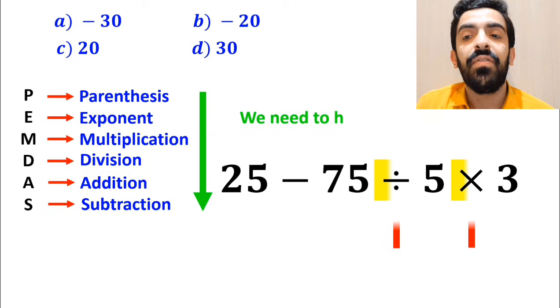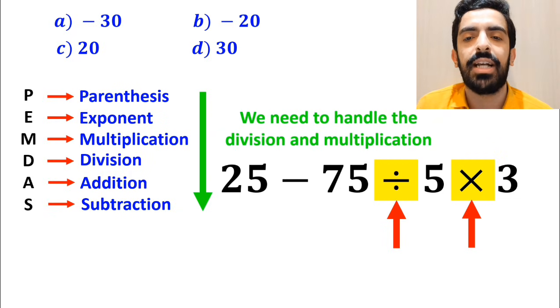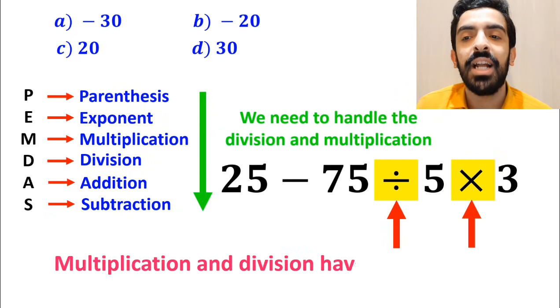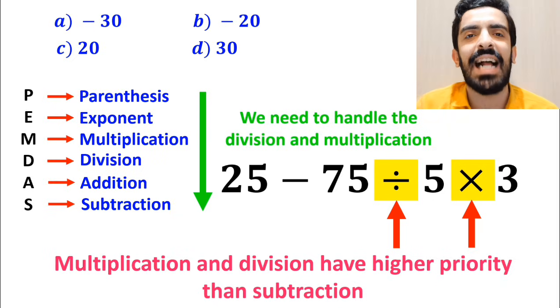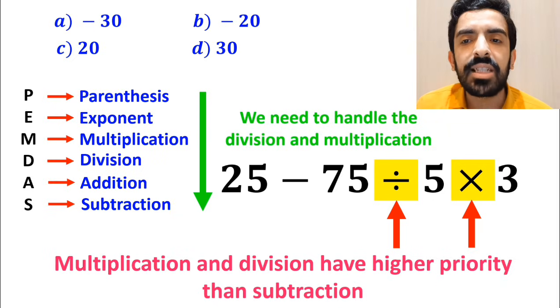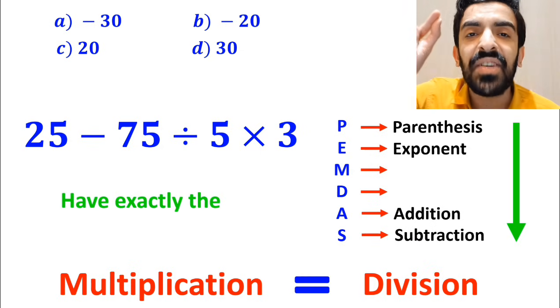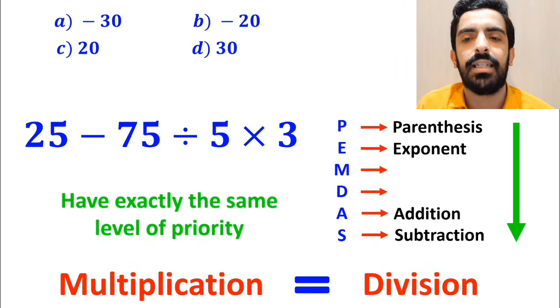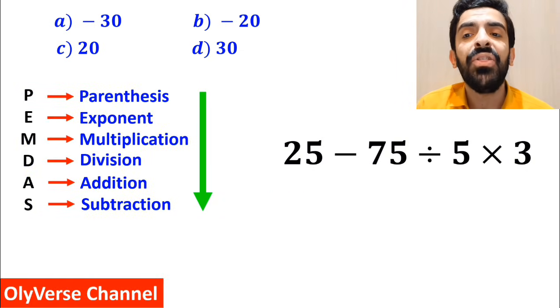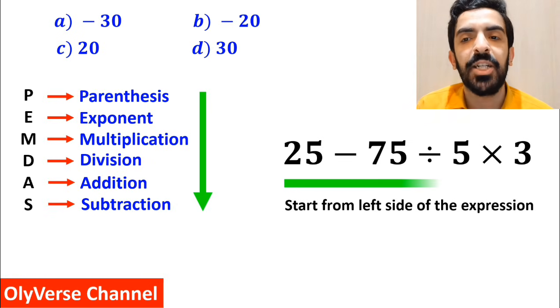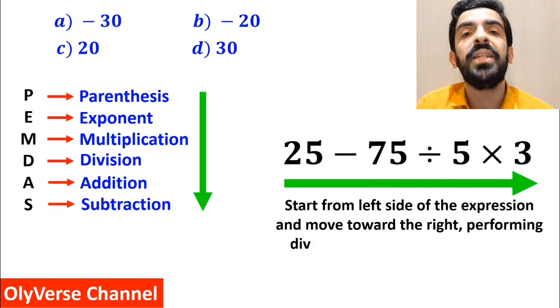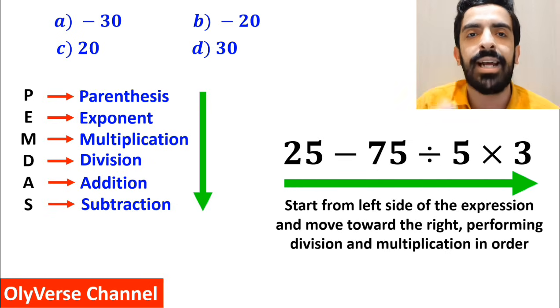Next, we need to handle the division and multiplication, since multiplication and division have higher priority than subtraction. However, it's very important to note that in the PEMDAS rule, multiplication and division have exactly the same level of priority. In this situation, the best thing to do is to start from the left side of the expression and move toward the right, performing division and multiplication in order.